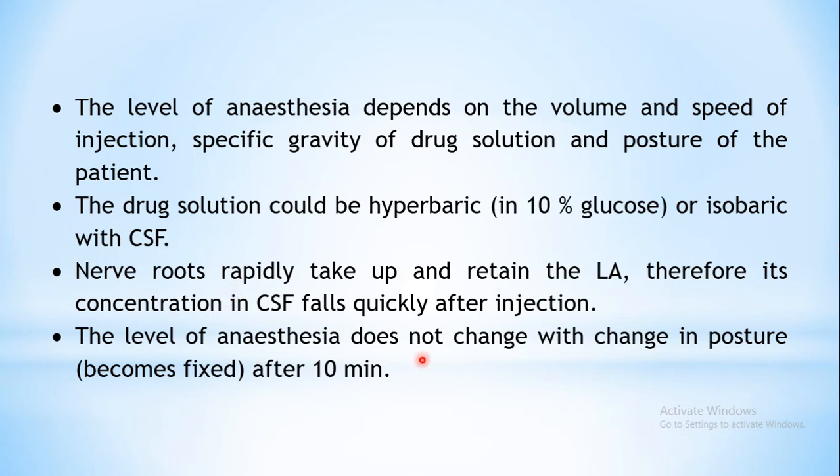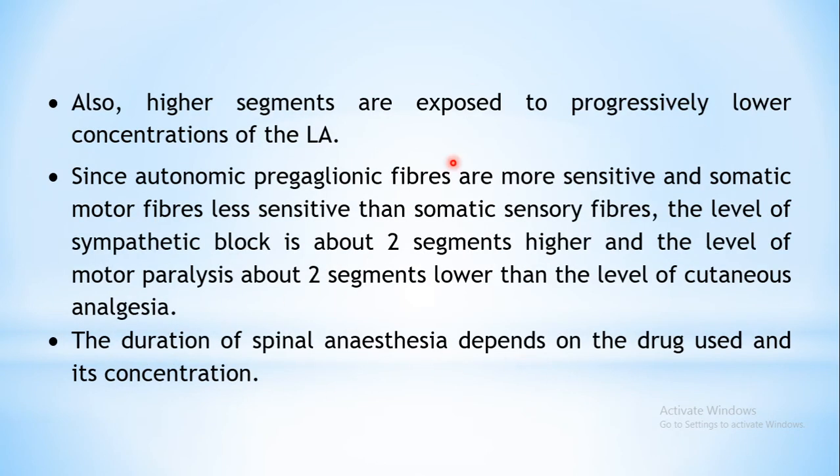Okay, then now there are certain differences as to which type of areas are getting affected, or whether sensory or motor functions are getting affected. Now if you compare over here, autonomic fibers are more sensitive as compared to the somatic fibers. Okay, so the sympathetic block is a little bit higher. So the sympathetic outflow will be blocked very effectively.